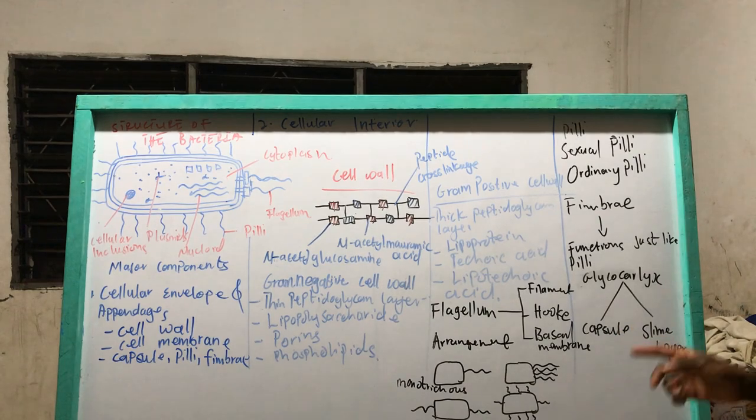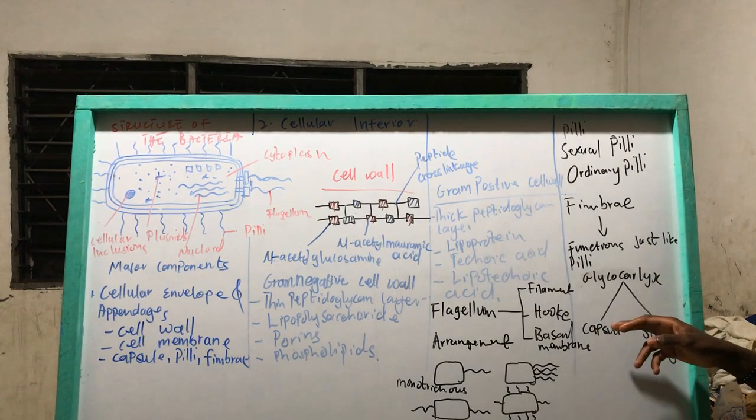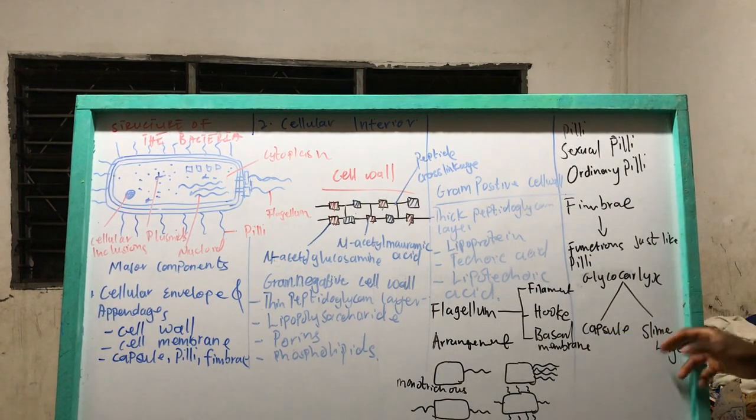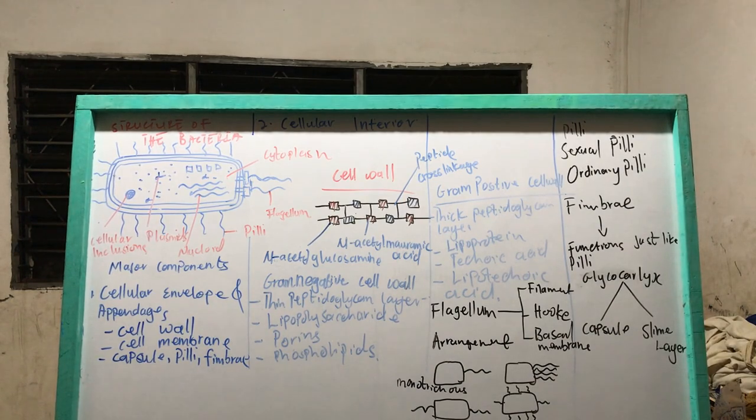The main difference between the capsule and the slime layer is their texture or structural composition. The capsule is harder than the slime layer, as the name goes. The slime layer is somewhat fluidic and surrounds the bacteria, but the capsule is not. It is hard, and it prevents external damage to the bacteria.